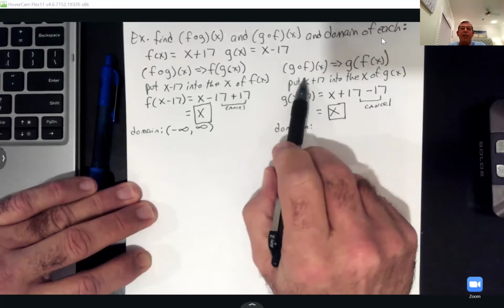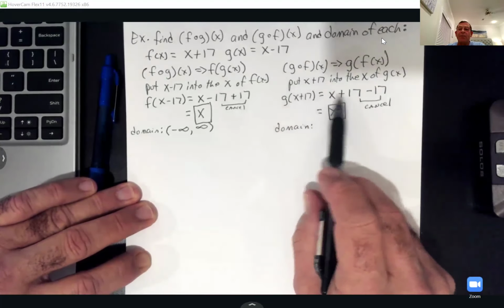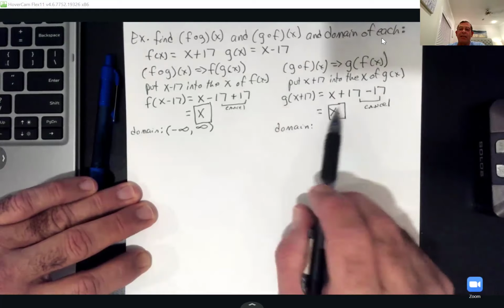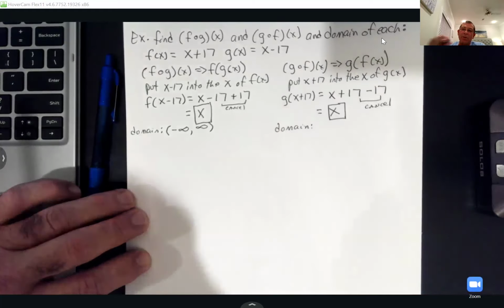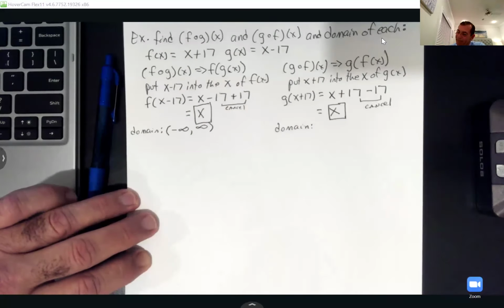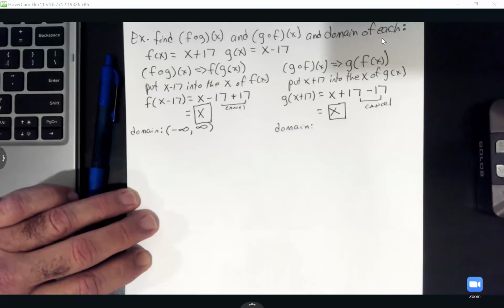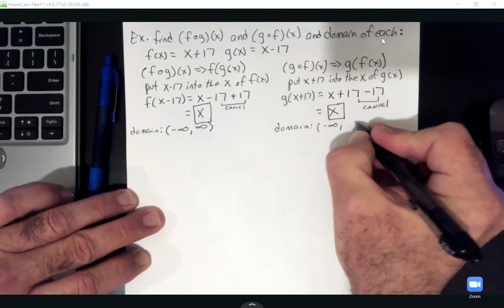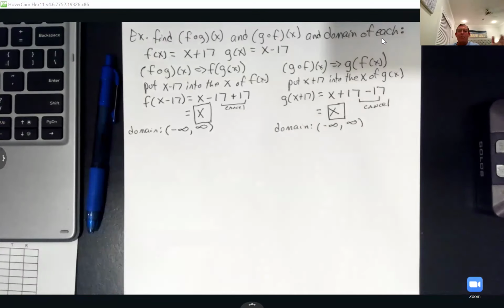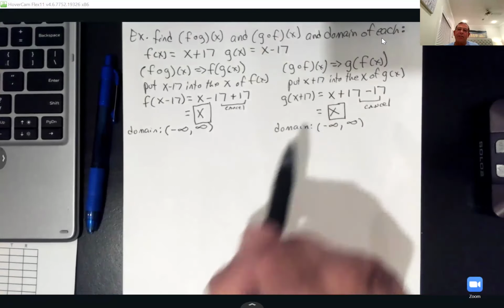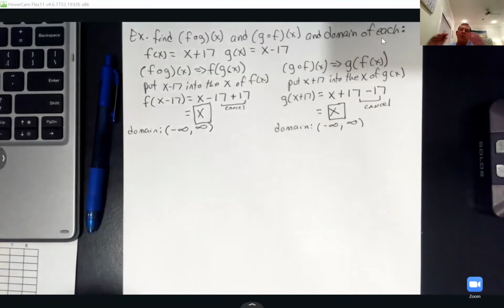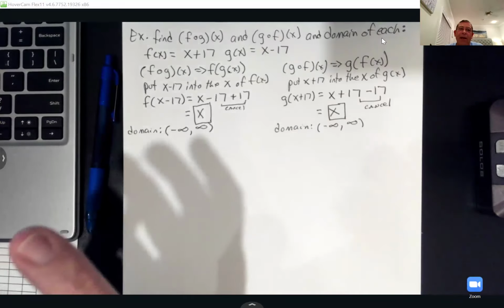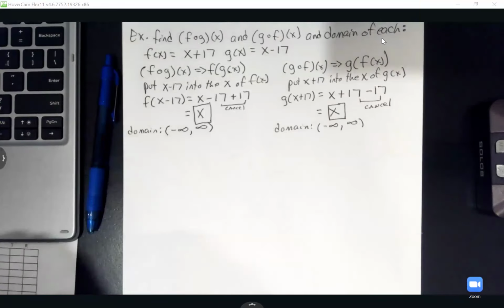All right, here's g compose f of x. x plus 17 minus 17 simplified to an x. What's that domain? Same thing, negative infinity to positive infinity. Good job. And we still see no fractions. Remember, that's the only thing we're worried about right now, a fraction.